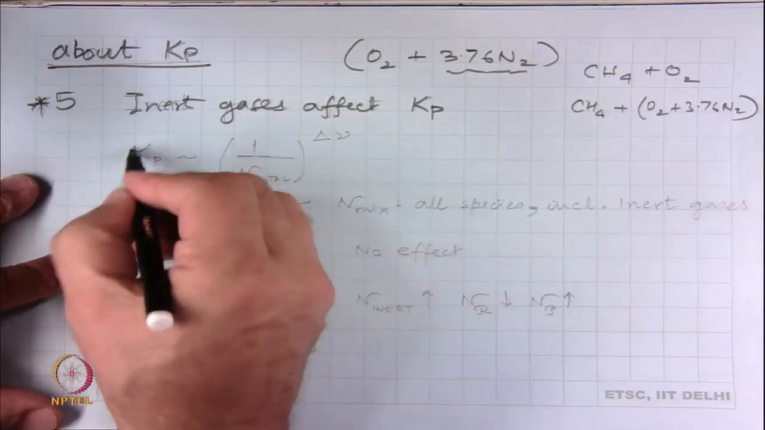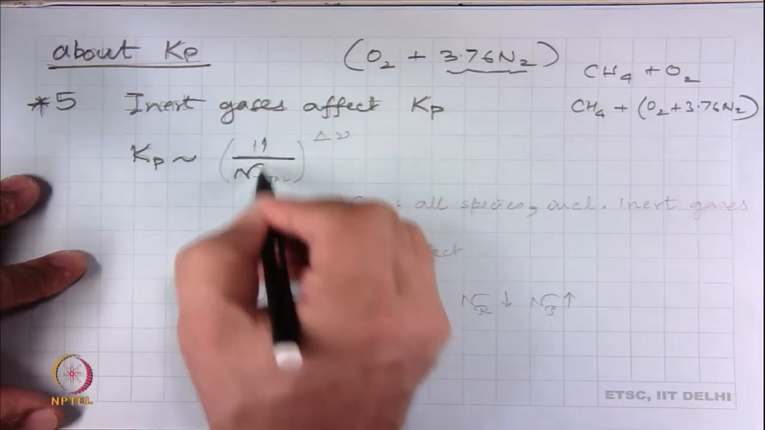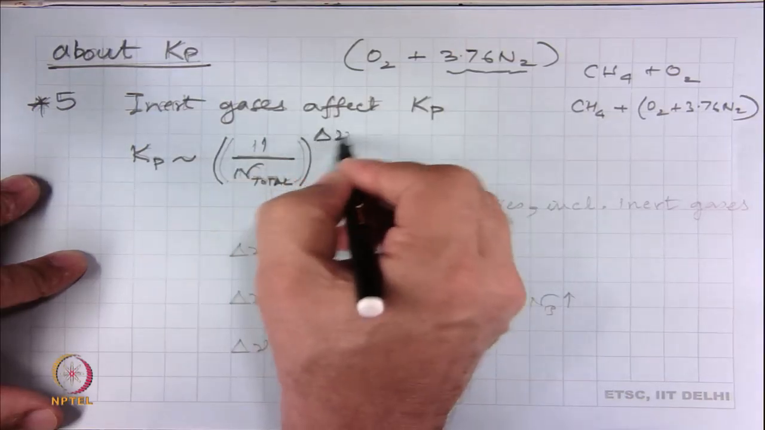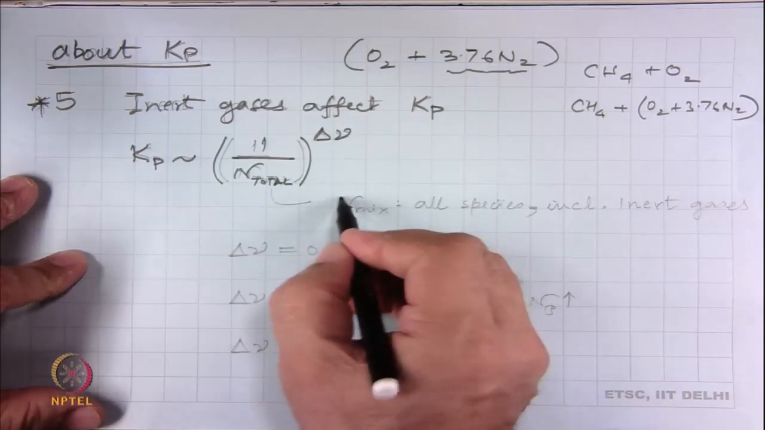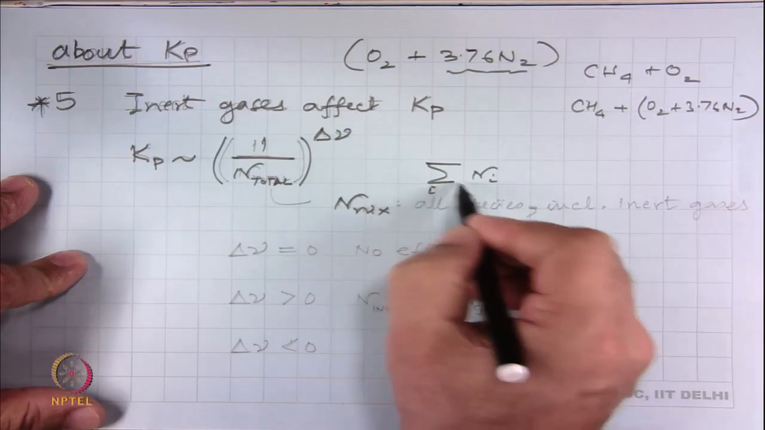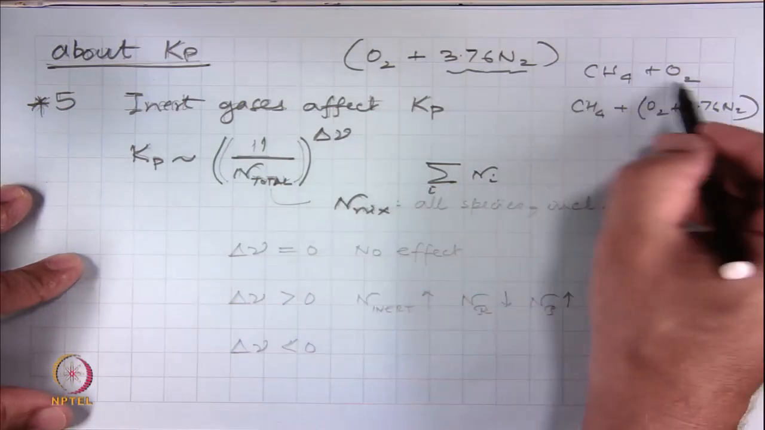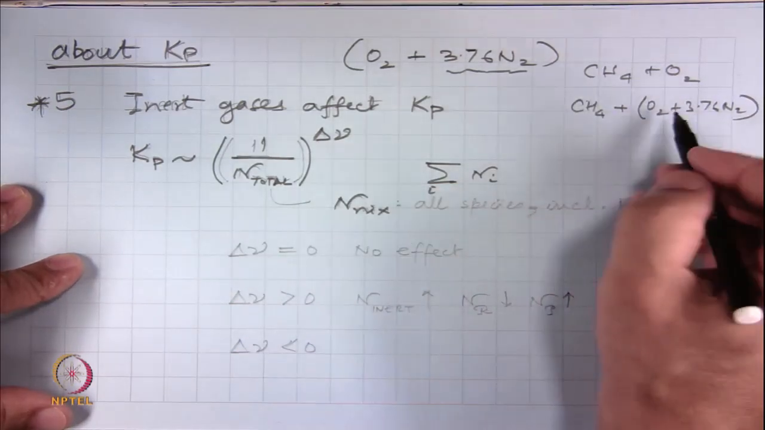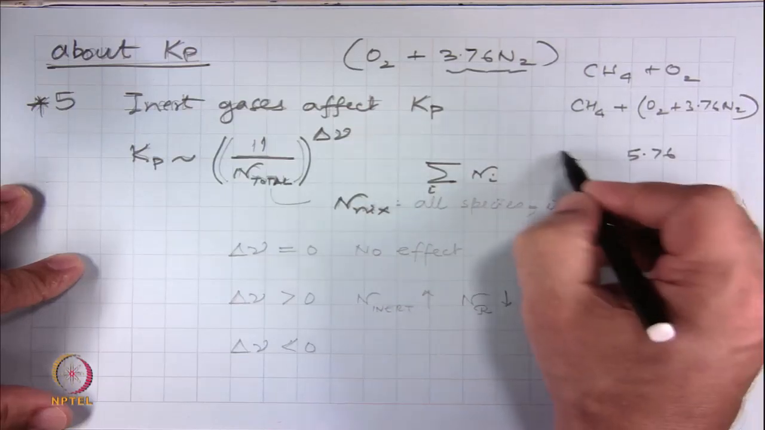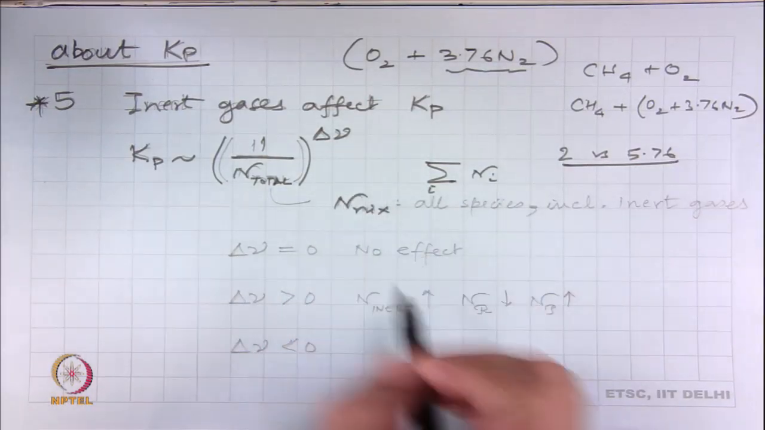Why so? Because we have seen earlier in the expression that Kp is proportional to 1 upon n, the total number of moles in the mixture. So, this is nothing but n mix, which is the summation of Ni for all the species in the mixture. Now, when you have only this, you have 1 plus 1, 2 moles. When you have this, you have 1 plus 1 plus 3.76, 5.76 moles. Earlier you had 2, now you have 5.76. So, this is what is changing.